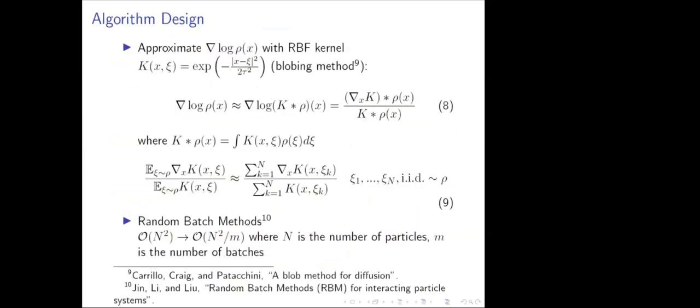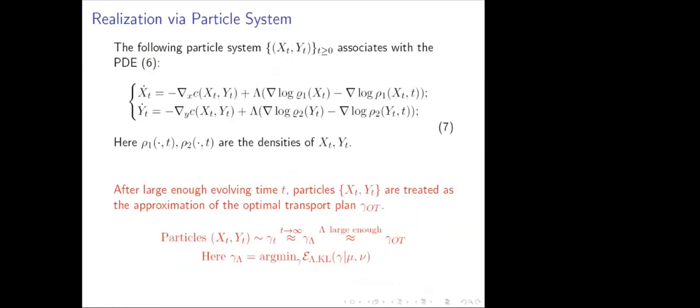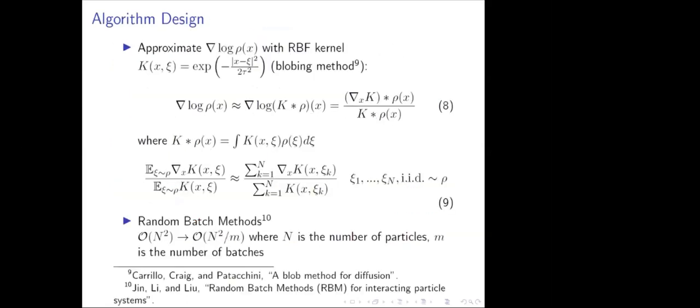Now let's take a closer look at the algorithm design part. For equation 7, on the right-hand side, we can see we have a gradient of log rho term. Since for each iteration we only have the particles, the closed form of the density corresponding to the underlying distribution is not available. So the gradient of log rho here is not tractable. To remedy this issue, we want to find an approximation of this term. Here we just use the blob method. For more details of this method, please go to reference 9.